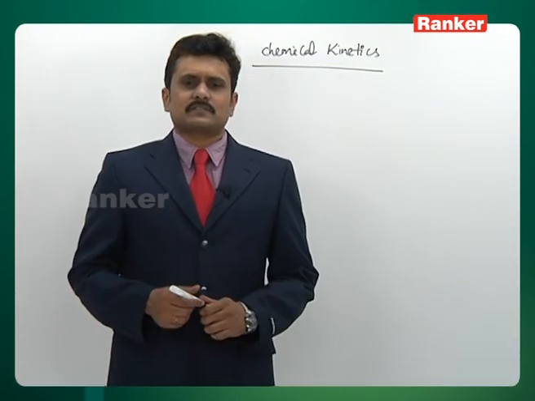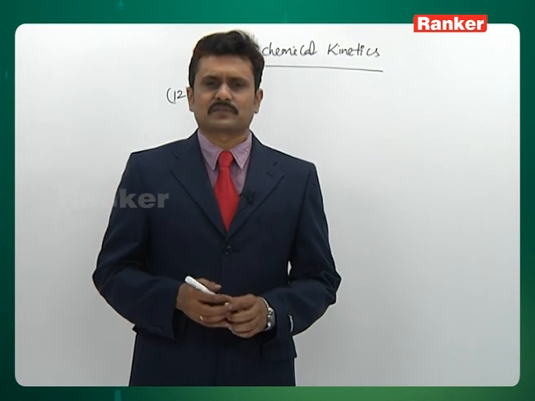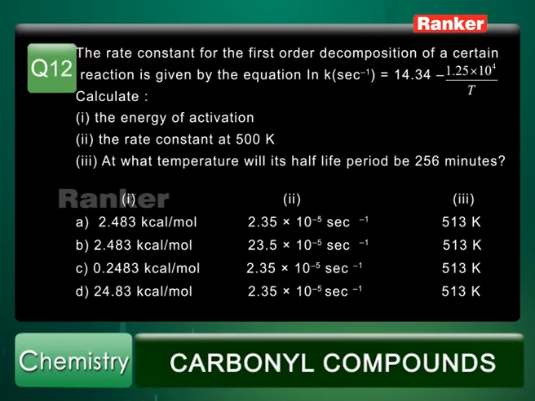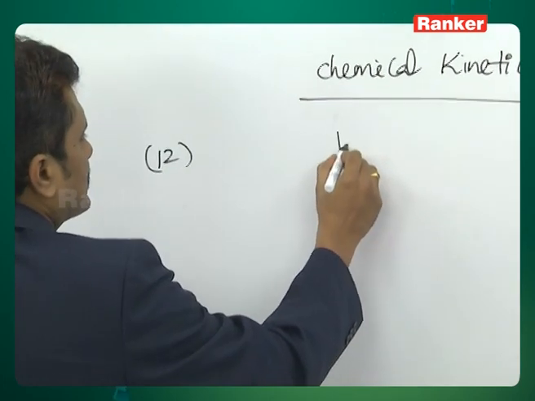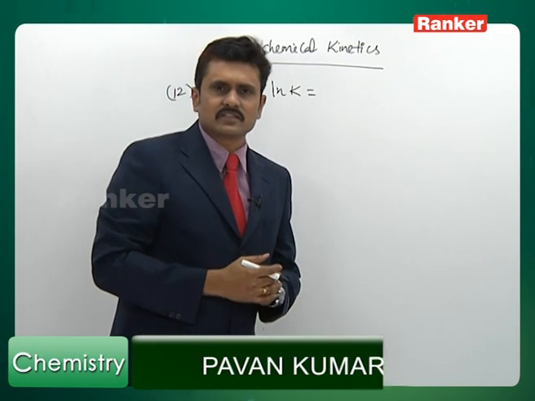The rate constant for the first order decomposition of a certain reaction is given by a certain expression, and you have been asked to find the activation energy and the rate constant at 500 Kelvin. In the third question we have to find out the temperature at which the half-life period of the given reaction will be 256 minutes. The expression provided is once again based on the Arrhenius equation. It's a previous JEE question.